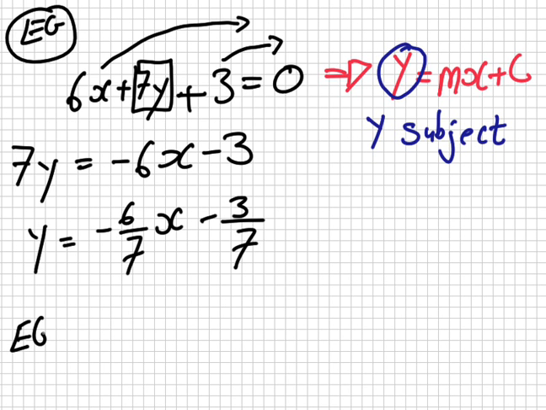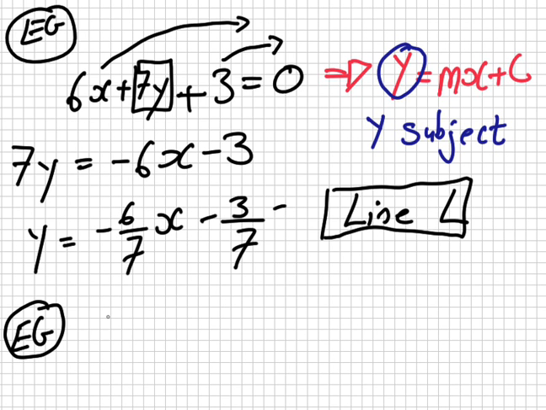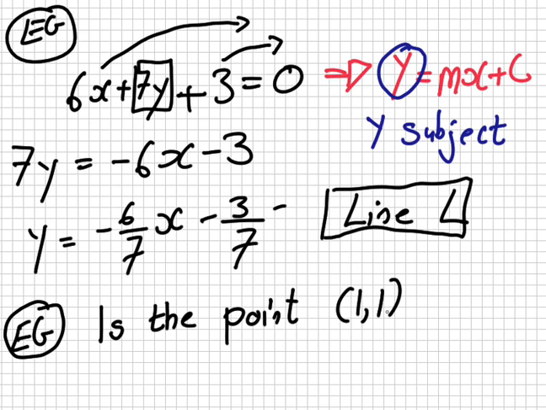Alright, so it's again more revision of what we did this morning. Now, let me call this line L. So let me ask this question. Is the point (1, 1) on L? So we want to check if (1, 1) is on the line L or if it's off the line.